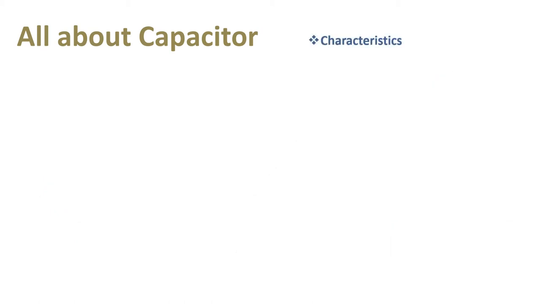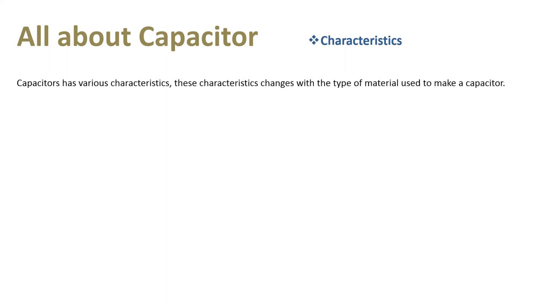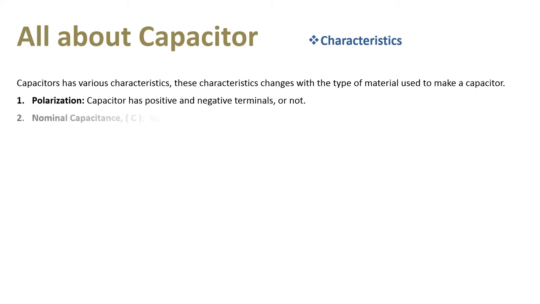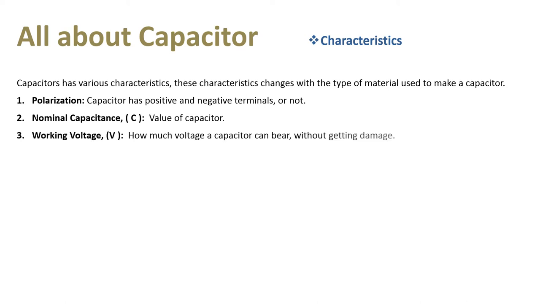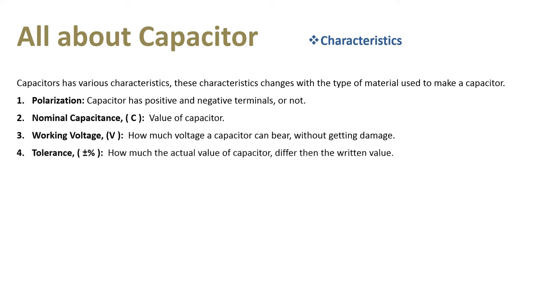Capacitors have various characteristics. These characteristics change with the type of material used to make a capacitor. Polarization means whether the capacitor has positive and negative terminals or not. Nominal capacitance means the value of the capacitor. Working voltage means how much voltage a capacitor can bear without getting damaged. Tolerance means how much the actual value of the capacitor differs from the written value.